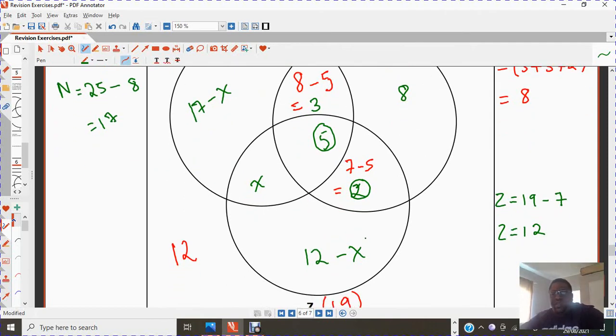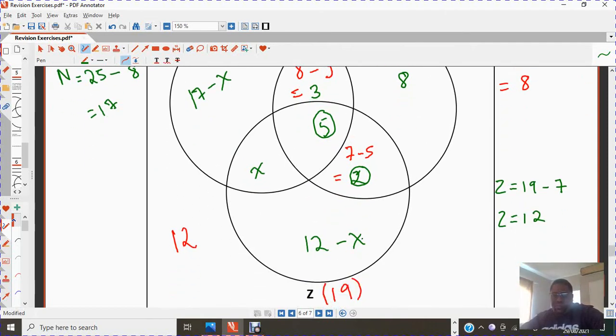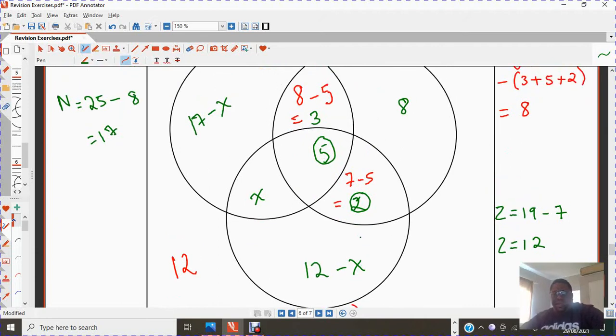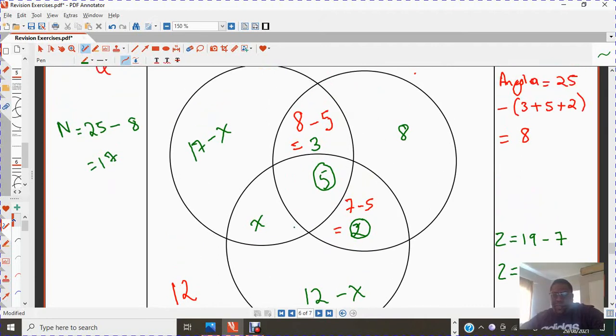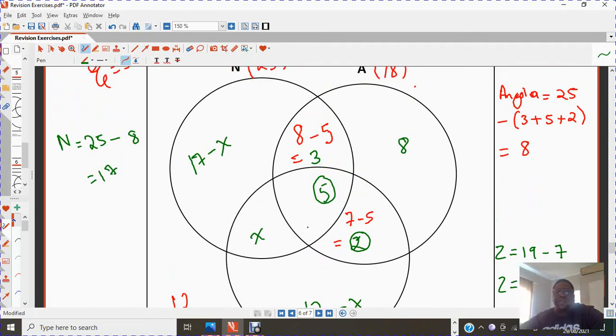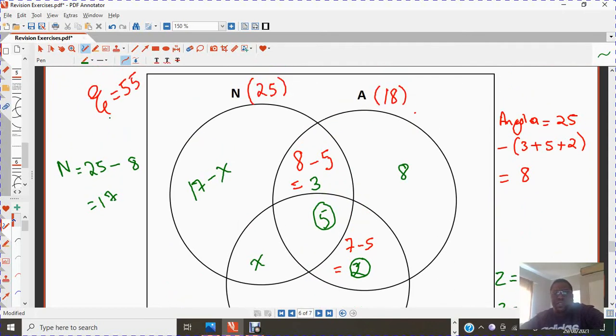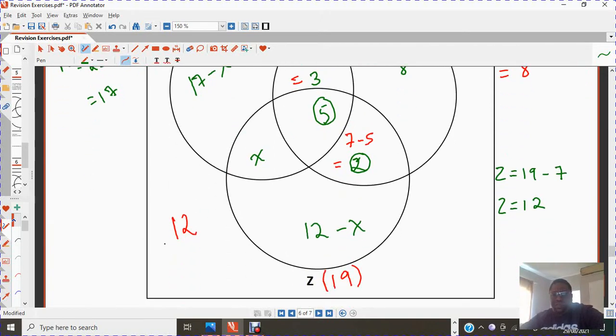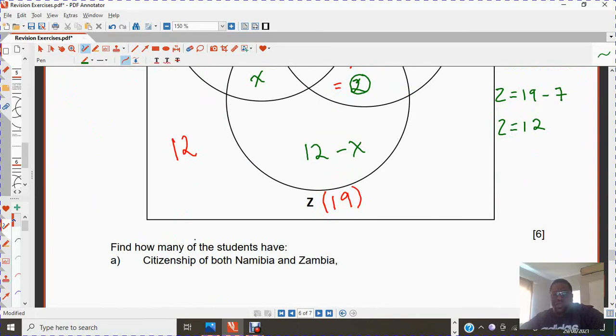But we're not really done. We need to determine what the value of x would be. Right, so we can actually determine the value of x simply by looking at another scenario. We know that the universal set is 55. So if the universal set is 55, the number of students who, if we take Namibia together with Angola, together with Zambia, would be 55 minus 12.